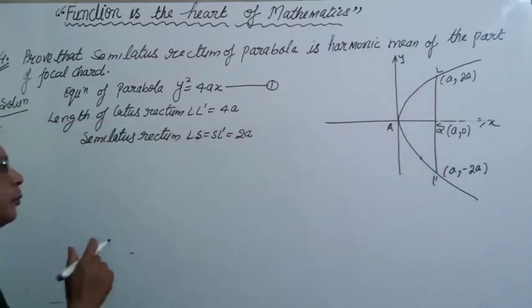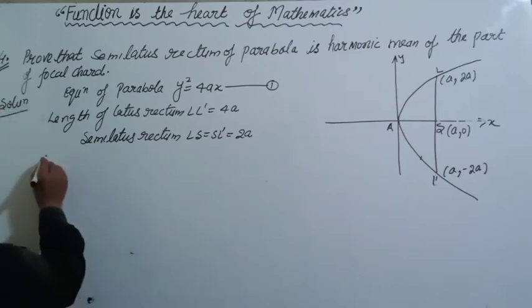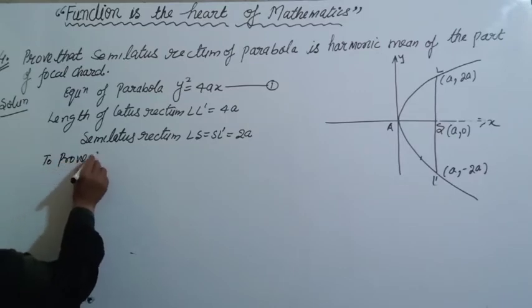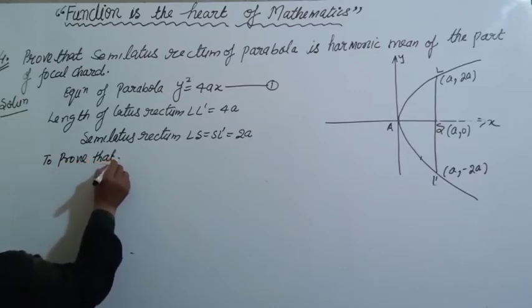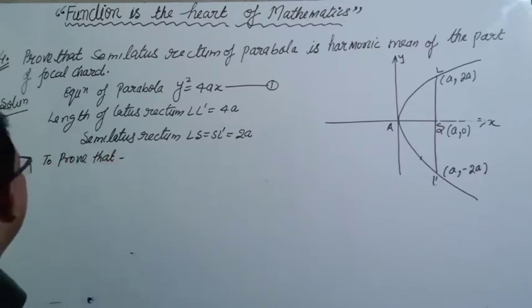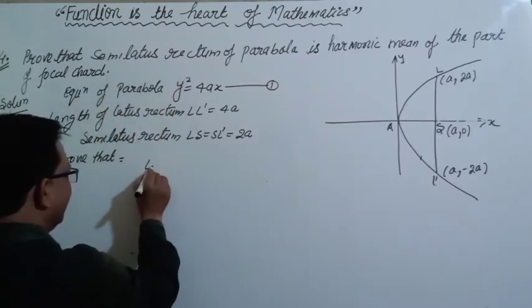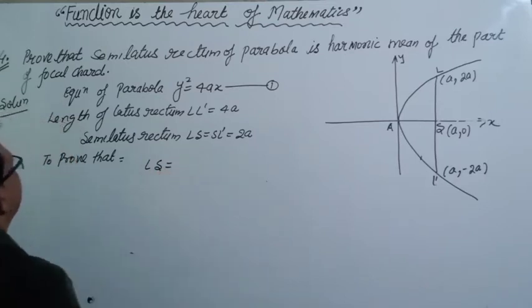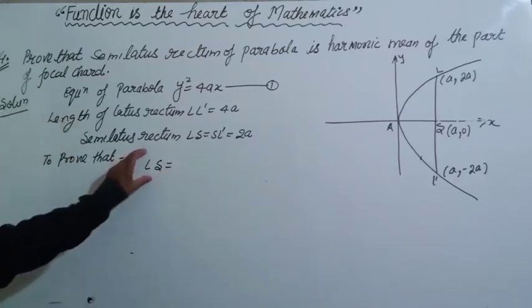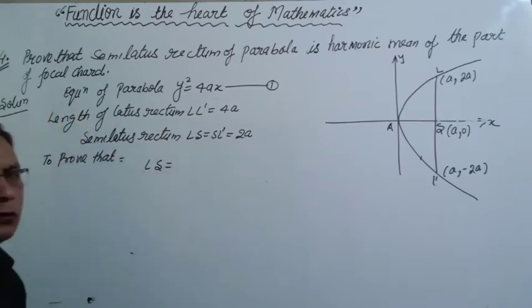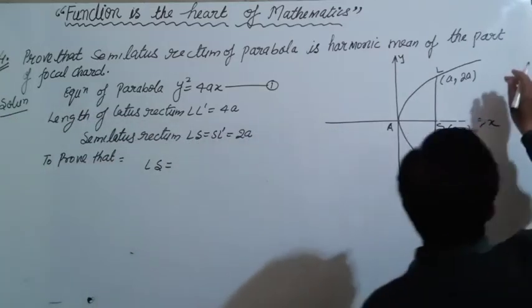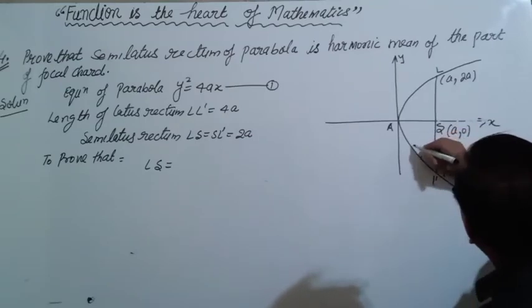And we are going to prove that the length of the semi-latus rectum, meaning LS, is equal to the harmonic mean of the parts of the focal chord. So here first we draw the focal chord.